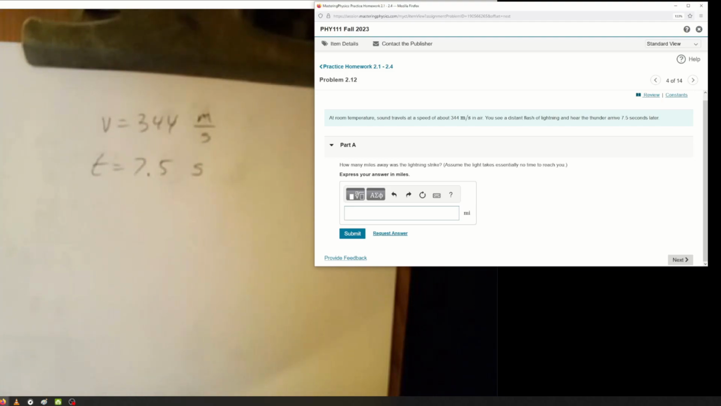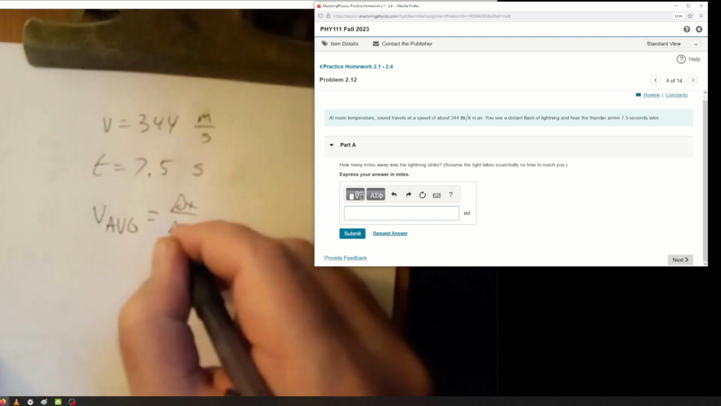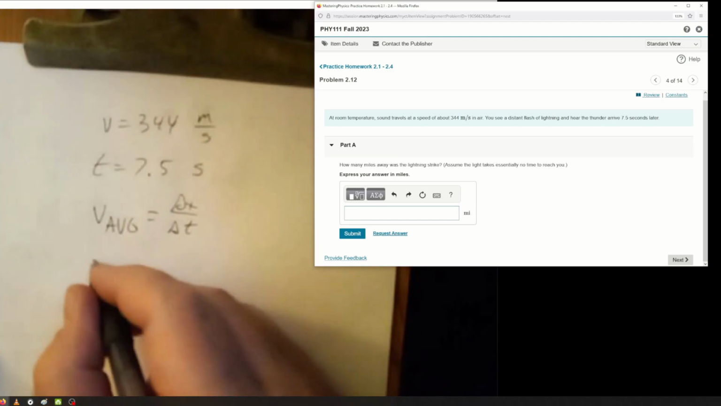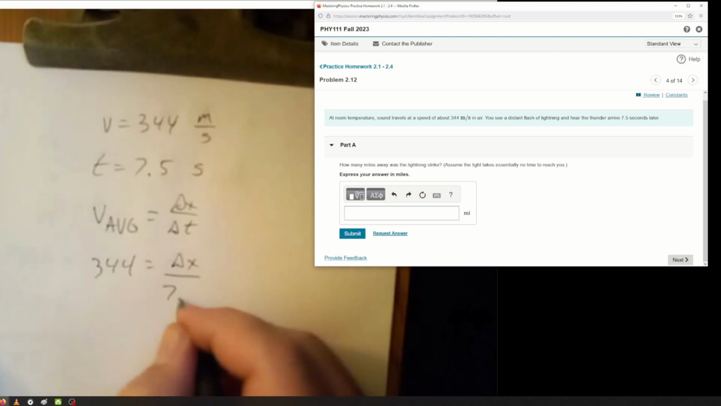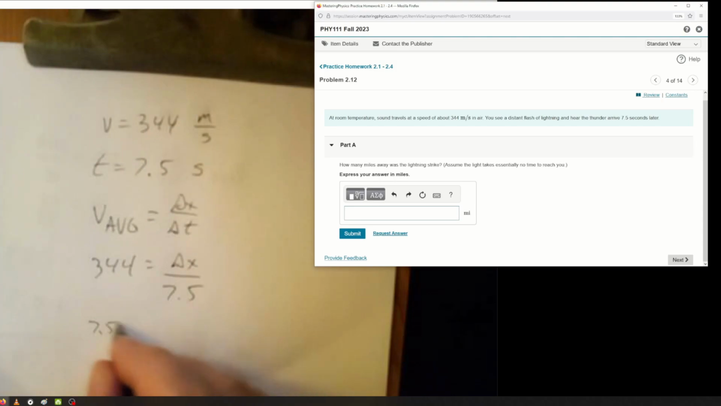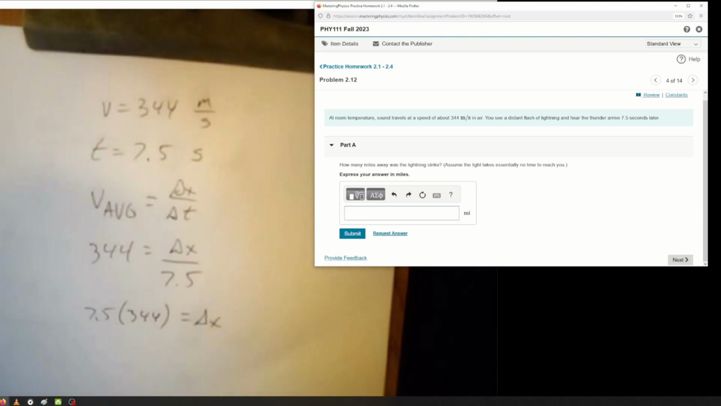So we have the average velocity from algebra. We know the average velocity, 344. We're looking for how far away it is, and we have a time of 7.5. So that number in the calculator is meters, since everything here is in standard units.